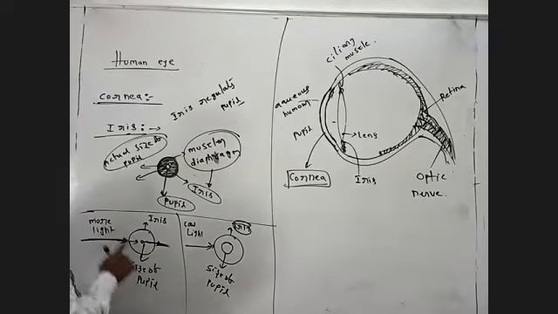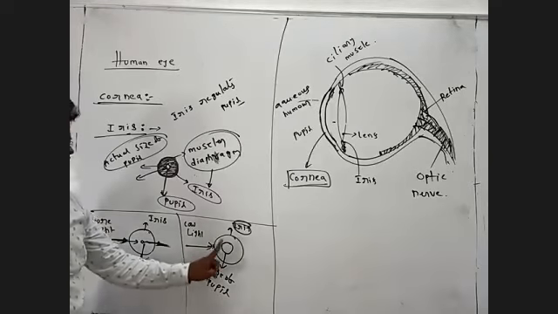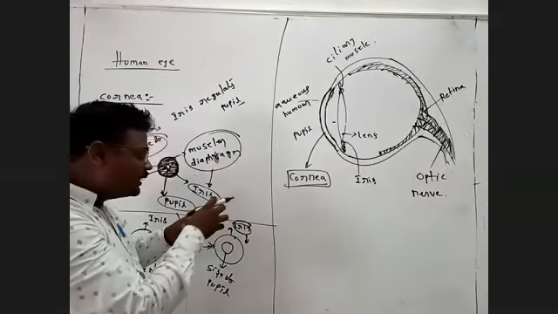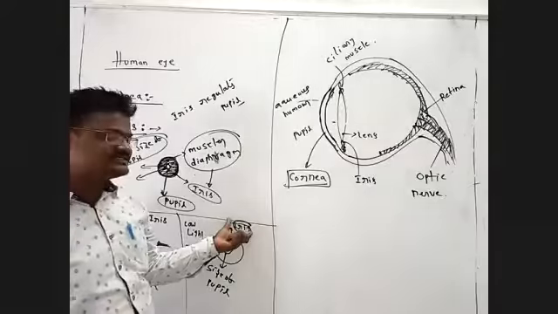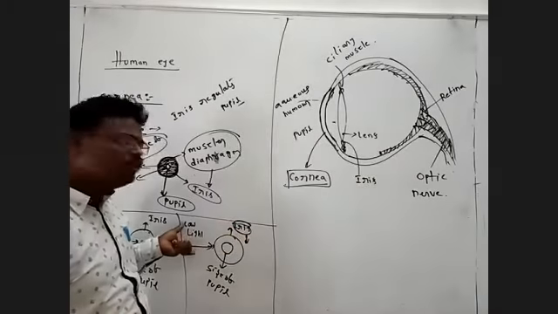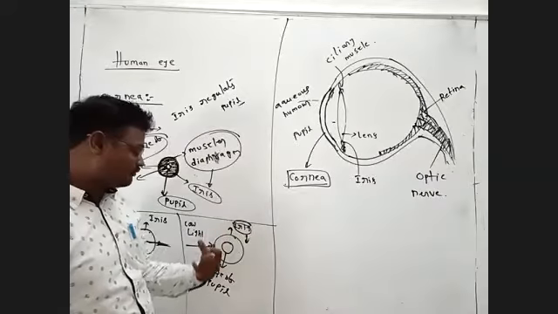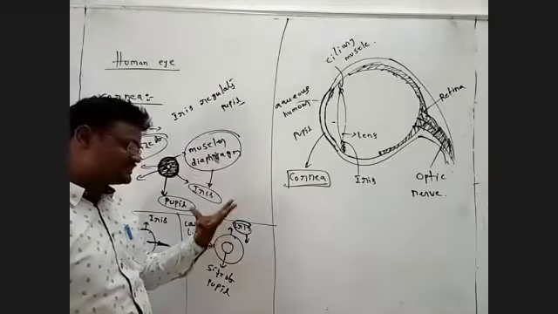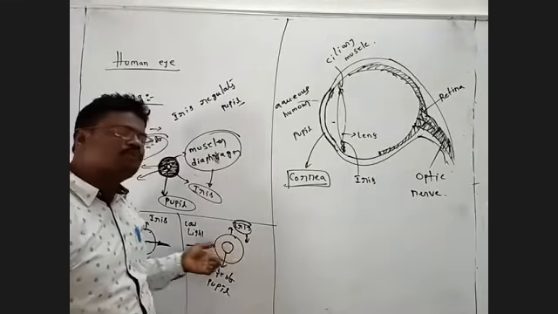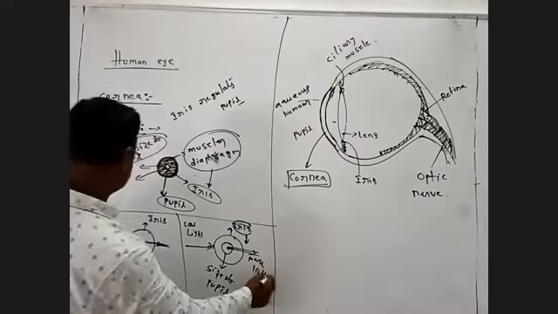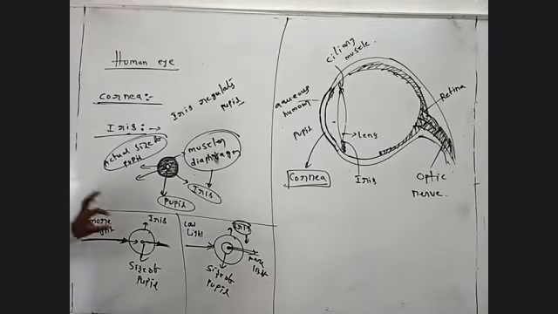So low light falls on the iris. The iris will expand the size of the pupil. Less light falls on the eye, so the iris will expand the size of the pupil. So it allows more light. More light falls on the eye.